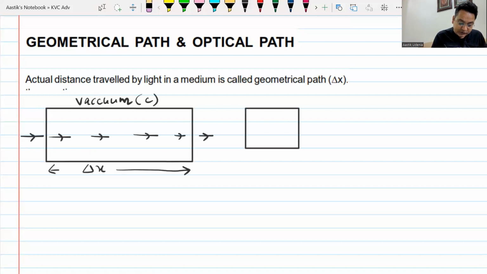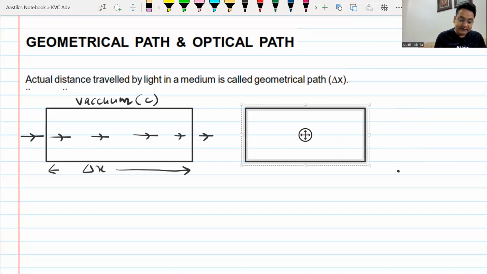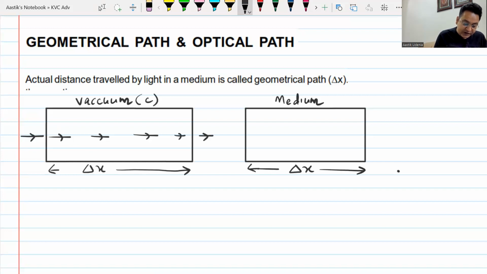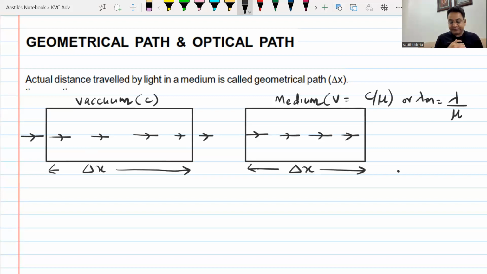Now, it is also traveling the same distance, let us say, in a medium. Now, what is the speed of light in a medium? The speed of light in a medium is c divided by mu. Yes or no? Yes, sir. Where mu is known as the refractive index. Do we understand this? Yes, sir. Now, the wavelength of the light in the medium is the wavelength of light in vacuum divided by mu. Yes or no? Yes, sir.